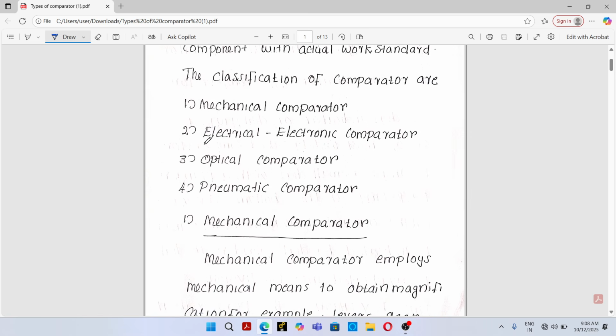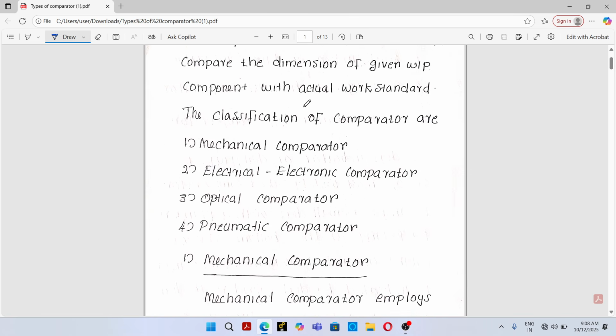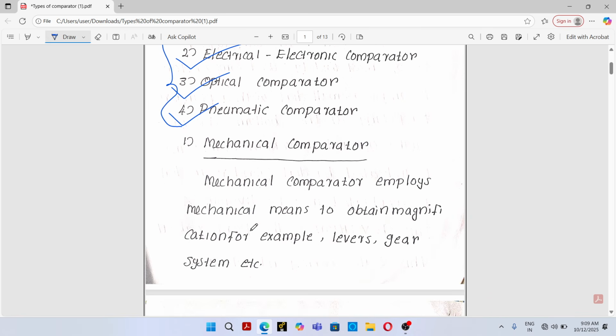Okay, so comparators are classified into four types. First one, mechanical comparator. Second one, electronic comparator. Third one, optical comparator. And fourth one, pneumatic comparator. So these are the classification of comparators. So first one, mechanical comparator.